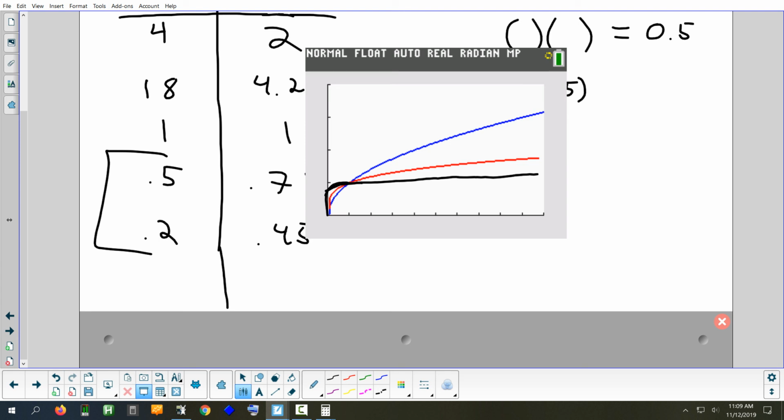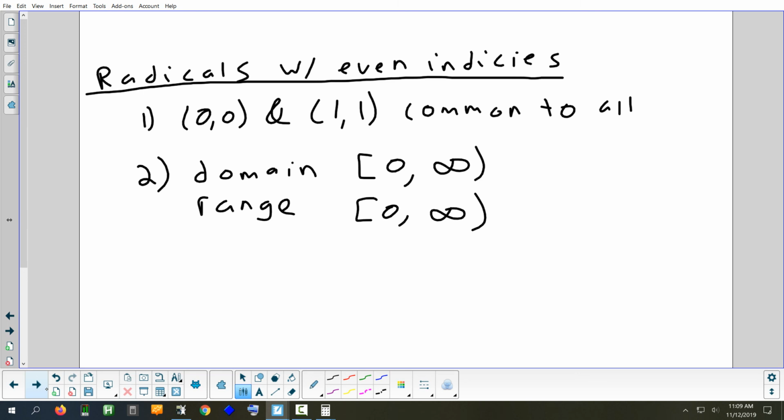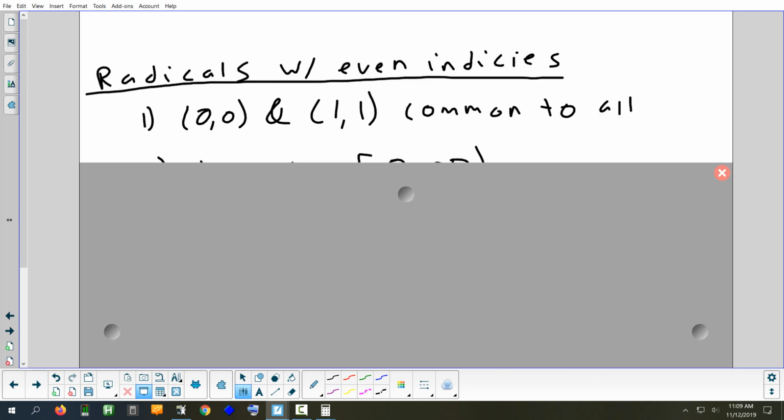So maybe you've kind of noticed they all start at the origin and they all go through the point 1, 1. So let's write some of these things down. So 0, 0 and 1, 1 are common points to all even roots, unless you shift it. Of course, I could take a square root and shift it up, and then it wouldn't go through 0, 0. We will talk about shifting it later.